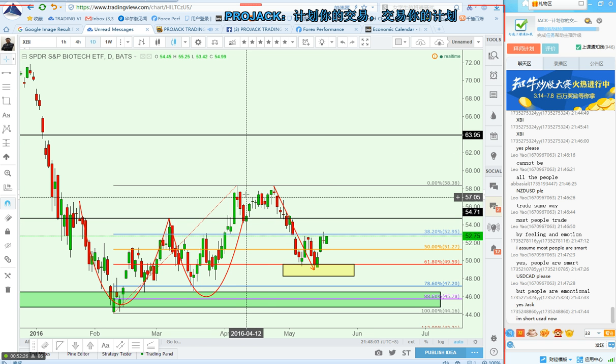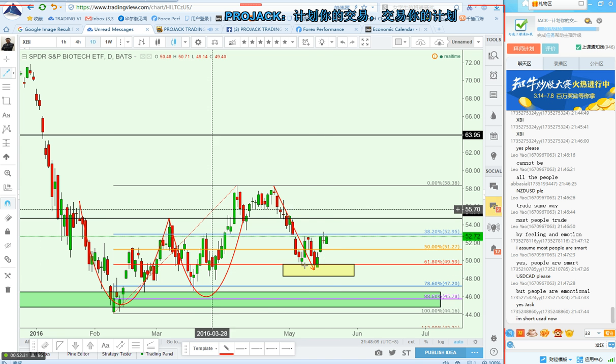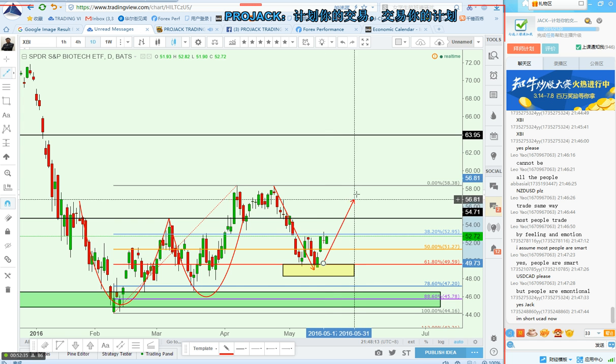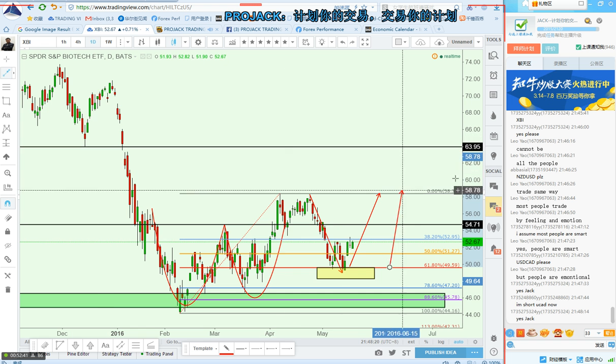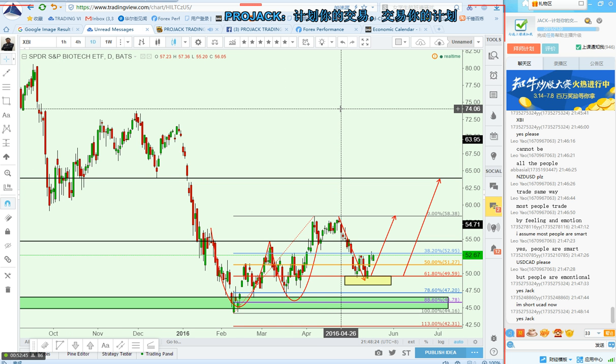It breaks above the neckline and pulls back again. So at this place it's quite safe to enter a long. Your first target will be 58.38. The second target will be the previous level, 63.95. All right, so this is for the XBI. Hope you get some ideas.